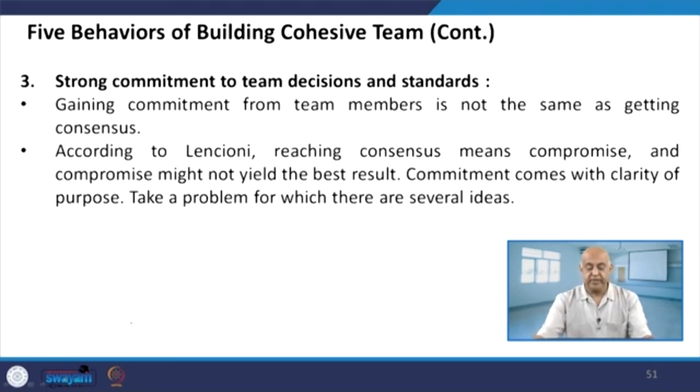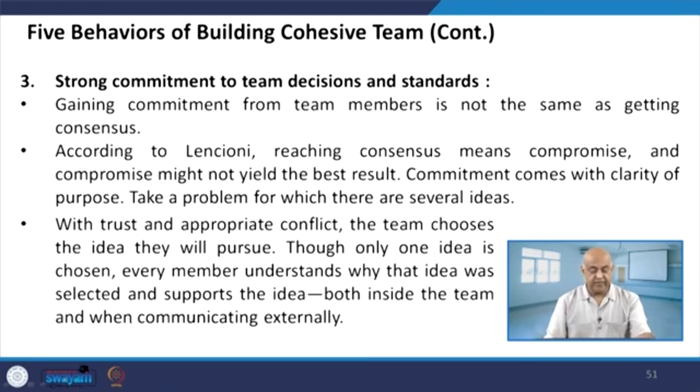Strong commitment to the team decisions and standards is required, and therefore reaching consensus means compromise, and compromise might not yield the best result. Commitment comes with clarity of purpose. Take a problem for which there are several ideas. With the trust and appropriate conflict, the team chooses the idea they will pursue. Though only one idea is chosen, every member understands why that idea was selected and supports the idea both inside the team and when communicating externally.